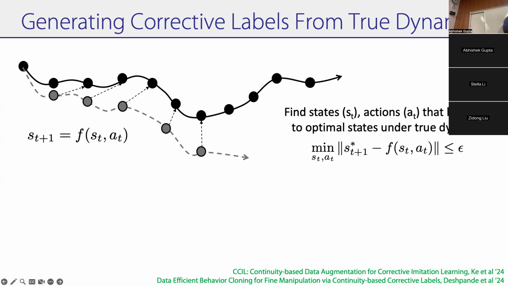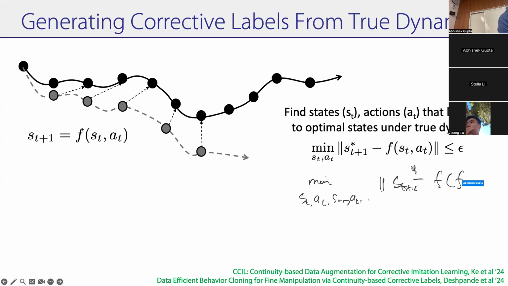But would it still work if you're more than one step away? So then what you'd have to do is find ST, AT, ST plus 1, AT plus 1, and so on, so that ST plus K star is close to F of F of F of F. So you have to do a multi-step look ahead in that case. This is a one-step look ahead. What you're saying makes sense, but it has to be a multi-step look ahead.